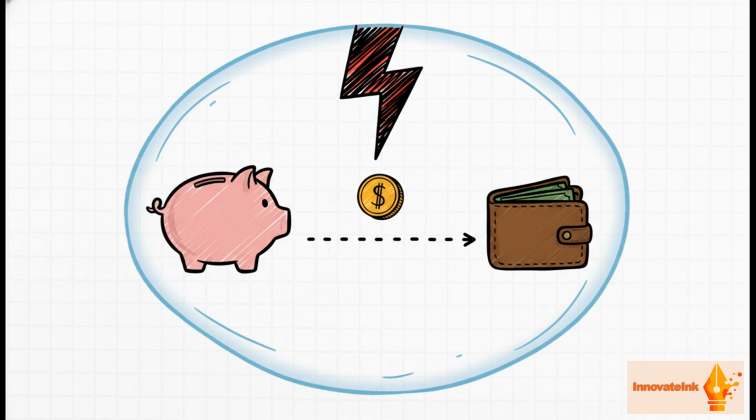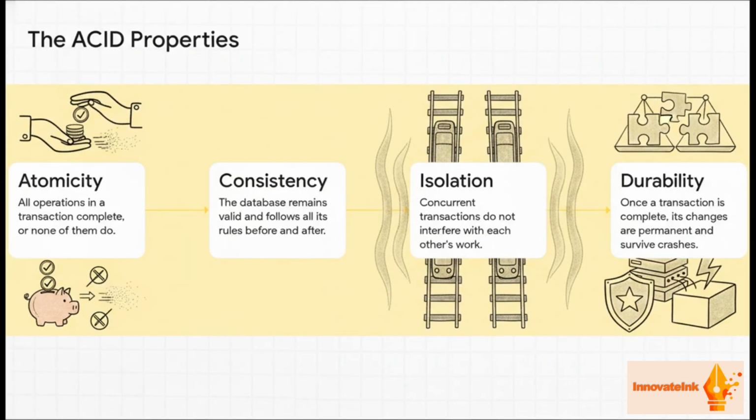Transactions prevent this nightmare. This rock-solid reliability is guaranteed by 4 promises, and they go by the awesome acronym ASAD. A is for atomicity. That's the all-or-nothing promise. The transfer completes, or it's like it never even started. C is for consistency, meaning the database's rules are never broken. I is for isolation, which ensures that if 2 transfers are happening at once, they can't interfere and mess each other up. And D is for durability. That means once the bank says the transfer is done, it's done. The change is permanent and will survive a crash.